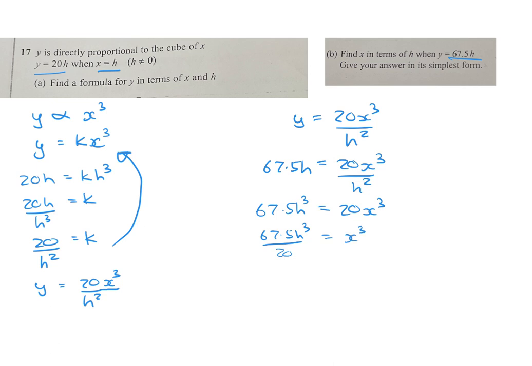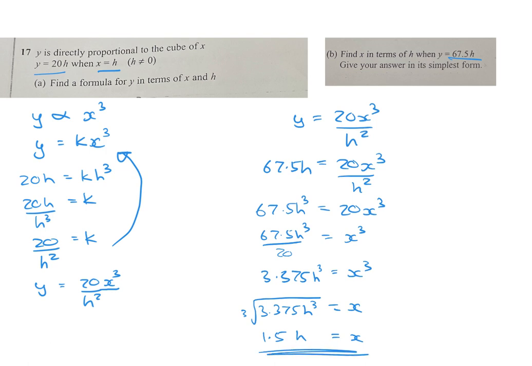Let's tidy that left-hand side up. It won't look nice, but it'll work out very well in the end. So 67.5 divided by 20 is 3.375, and that's multiplied by h cubed, and that equals x cubed. We want to isolate x, so the opposite of cubing something is cube rooting. So we will cube root the whole of the left-hand side, 3.375h cubed. The cube root of 3.375 is just actually 1.5. Your calculator will tell you that quite easily. And the cube root of h cubed is h, so x equals 1.5h.